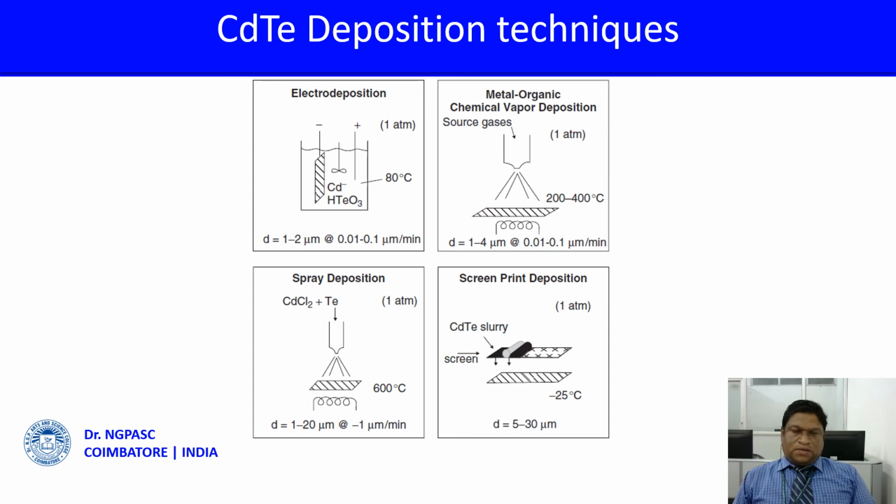And the next one is screen print deposition. So here you will have a cadmium telluride slurry. It is a little semi-solid. So here you will have a screen, and you have a low temperature. Here you have to keep the substrate at a very low temperature, minus 25 degrees centigrade, and then the slurry will be moved here and there in the screen, so that you will get a screen print of the cadmium telluride material. So you can get a thickness of up to 5 to 13 micrometers. So these are all the 8 important techniques for cadmium telluride deposition.